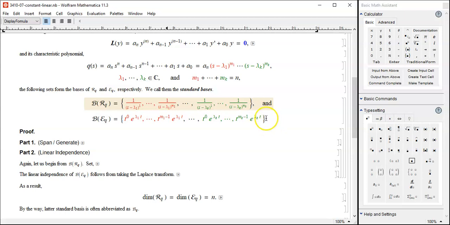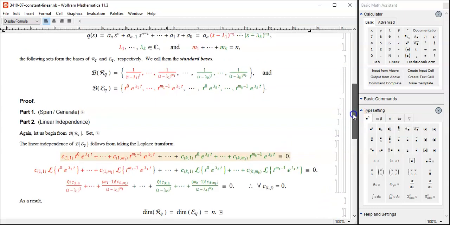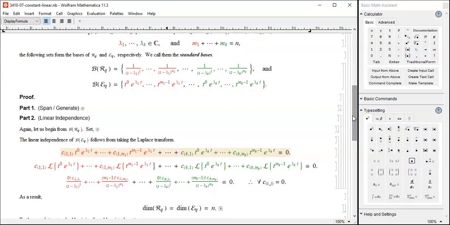Now, how about the standard basis for EQ? We have to prove that this is a basis as well. We're done with the fact that this generates. Okay, all right. How about the linear independence? Let's set up the linear combination equal to 0 constantly. And then let's apply the Laplace transform. So this becomes that, and so on and so forth. This becomes that, and so on and so forth, upon taking all those Laplace transforms.